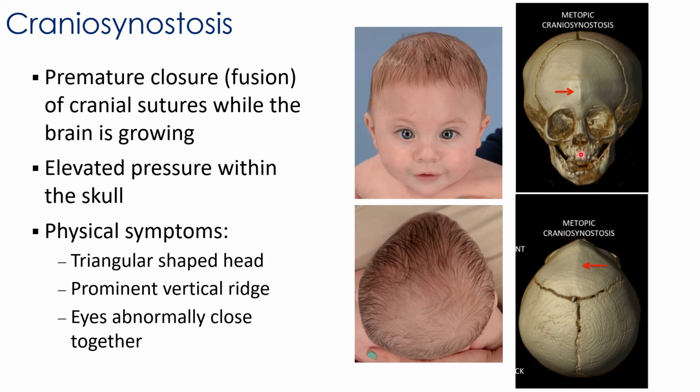This here is showing an image of a child that had this condition. As you can see here on the left, we can see that symptom of the eyes being very close together, and then from the superior view, there's a very distinct triangular shape to the head. Fortunately, we are able to correct this surgically.